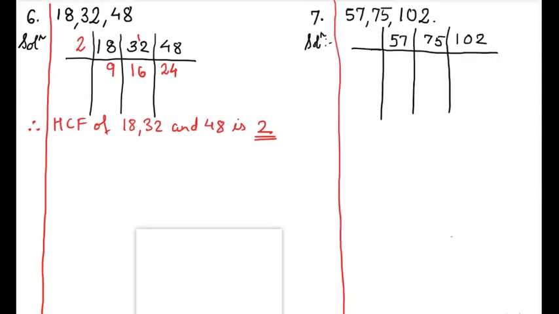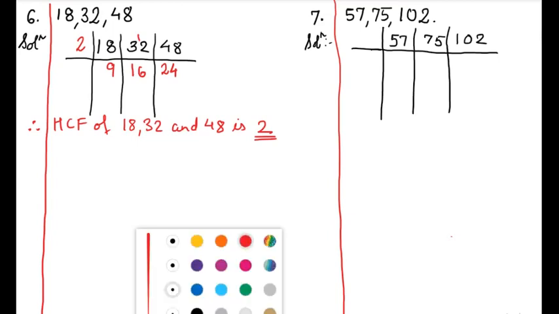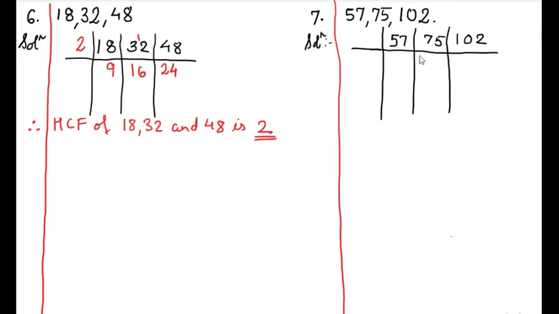Let us now begin with 7th sum, 57, 75 and 102. So here we have the three numbers 57, 75 and 102. I have written those numbers and taken. Now let us find the HCF of these three numbers. So just look at the units place of 57. We have 7, 75, 5 and 102, 2.